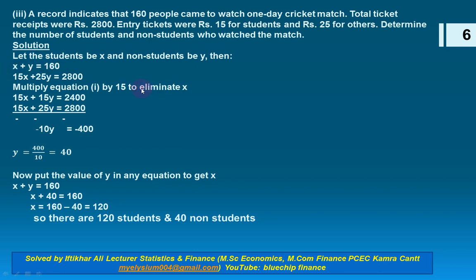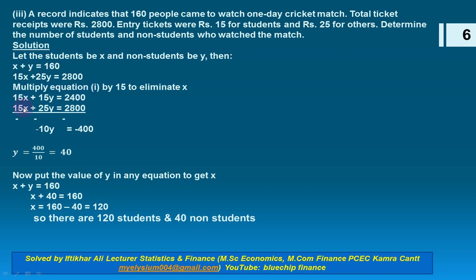Now entry tickets were rupees 15 for students and rupees 25 for others. So second equation will be 15x plus 25y equals 2800. So after making the equations, now you can calculate very easily.